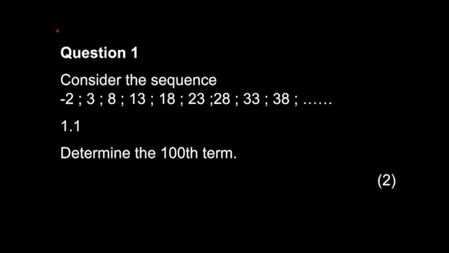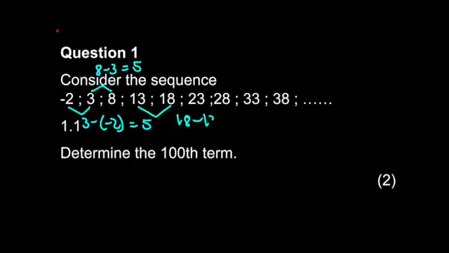And I would encourage you to do that and to say that 3 minus -2 is equal to 5. So that you're actually looking at your first difference. And then to look at 3 and 8. And 8 minus 3 is equal to 5. And we do that 3 times, and 18 minus 13 is equal to 5. So when they're asking for the 100th term, we have to determine, how did we get this 5? How did we find that?